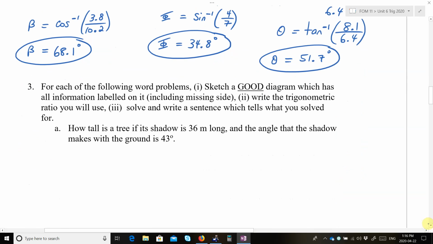Okay, and here is number 3. For each of the following word problems, 1, sketch a good diagram which has all information labeled on it, including the missing side. 2, write the trigonometric ratio you will use. And 3, solve and write a sentence which tells you what you solved for.